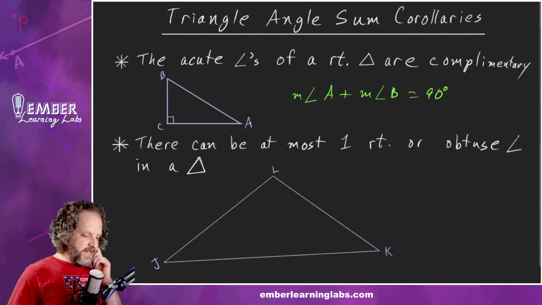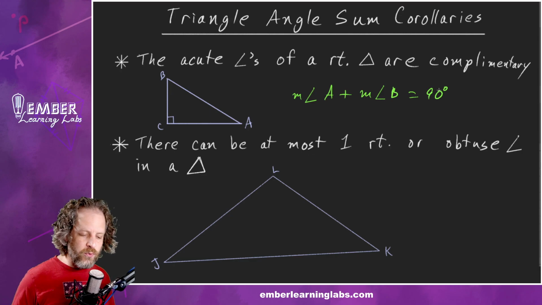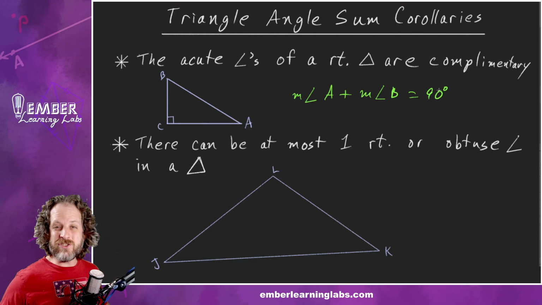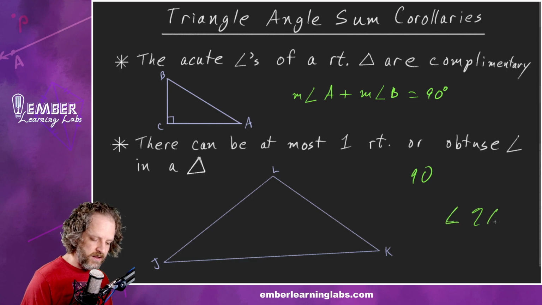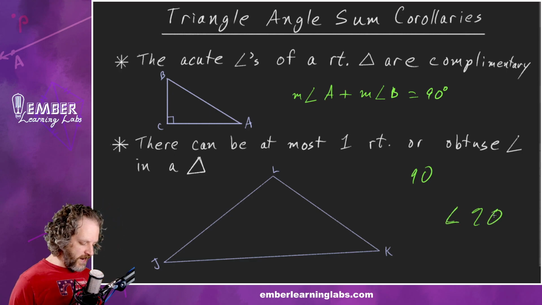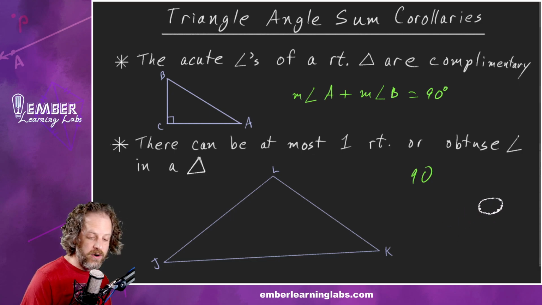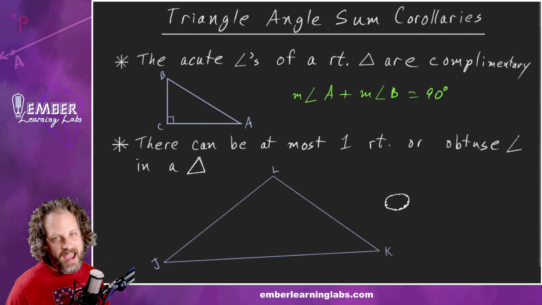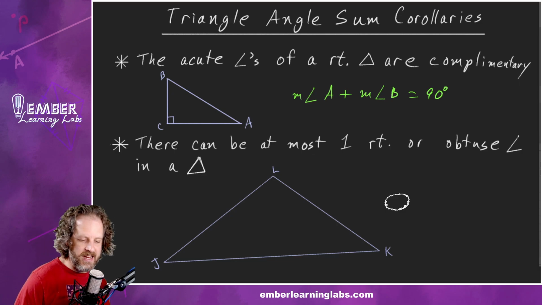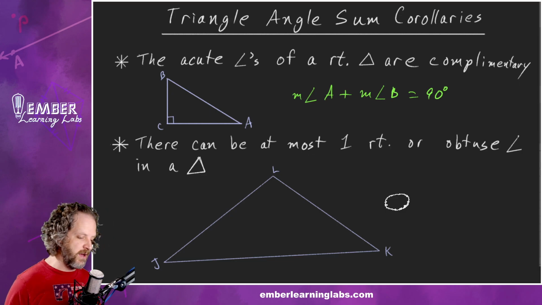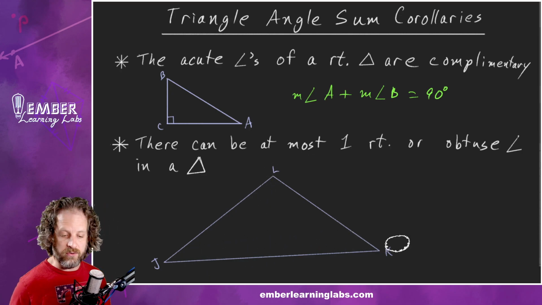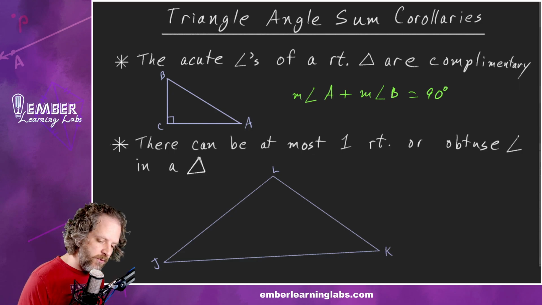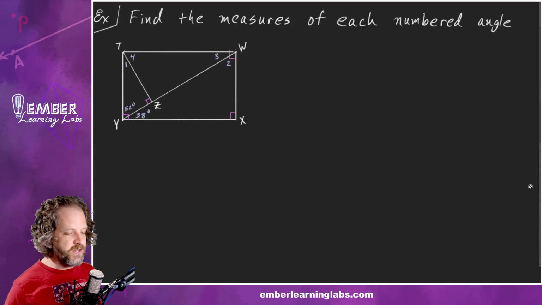And this one, there's less to write here. It just says there can be at most one right or obtuse angle. That's true because if you have an angle that's 90, you need two other angles that are less than 90 to make up the rest of the triangle, or else it won't be a triangle. Or if it's greater than 90, we still have to have two that are less than 90 to make a triangle. So if we have an obtuse angle like angle L, then these two have got to be acute, right? So let's take a look at one more example, and then we shall be through.